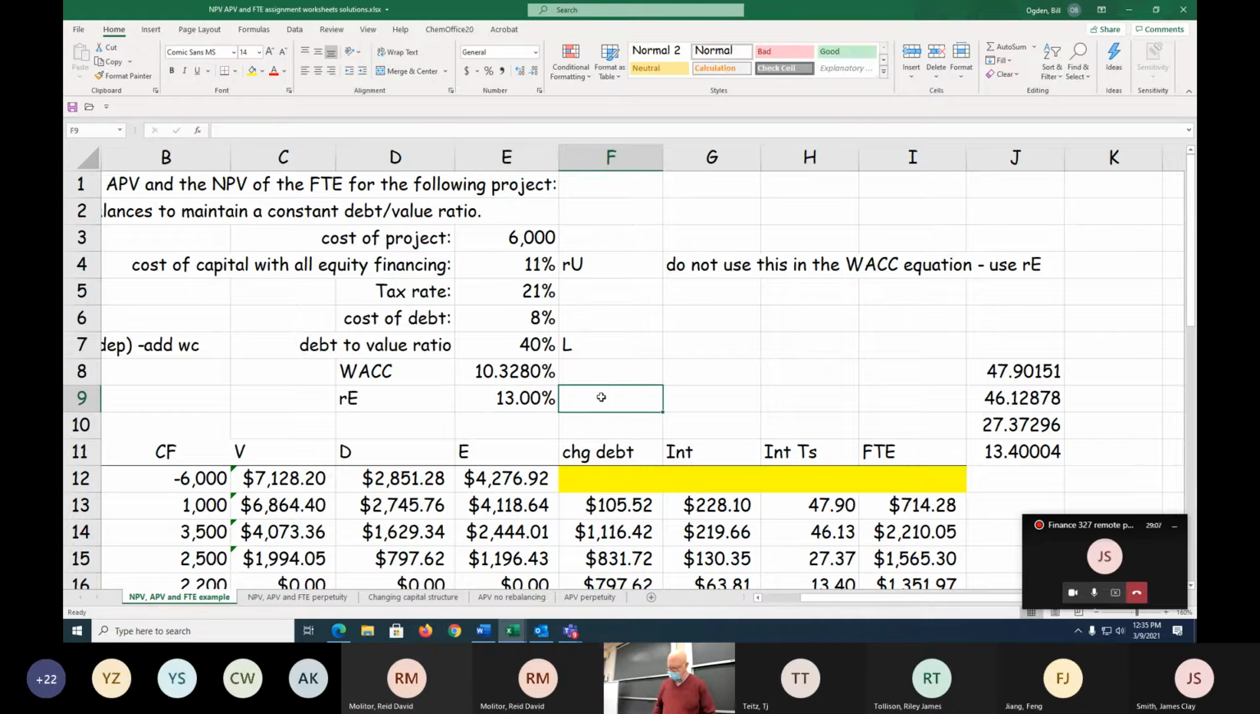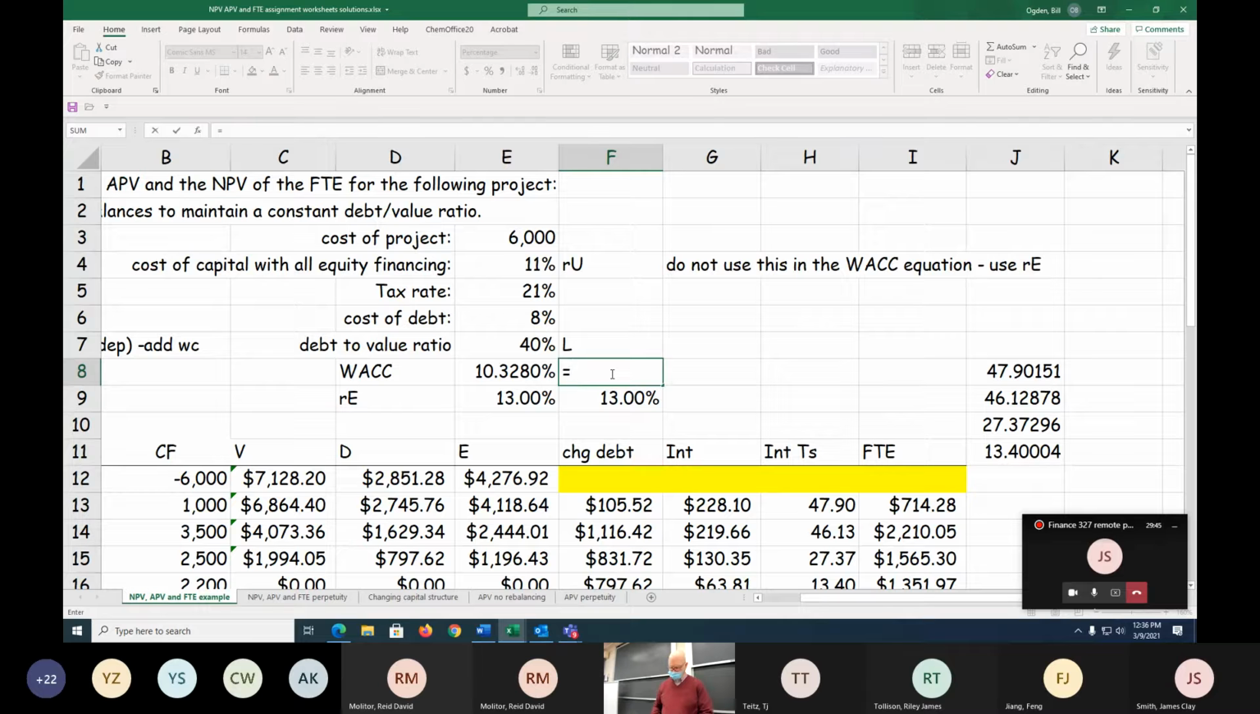And the way we do it, we use the equation RE equals RU, and we know RU is 11%, plus (RU minus RD) times the debt to equity ratio. So we know we're 40% debt and we are 60% equity. I get 13%. Okay, now we drop that into the WACC equation because we now have RE.